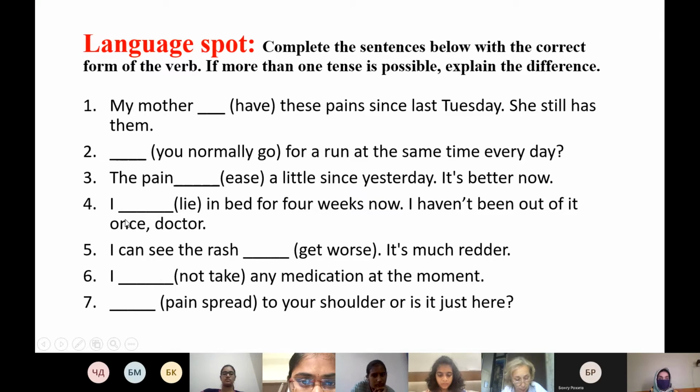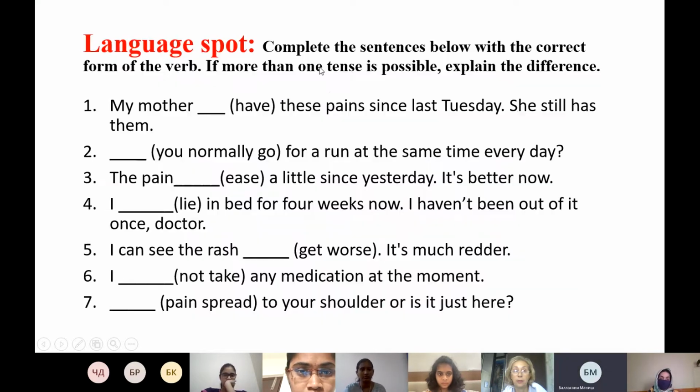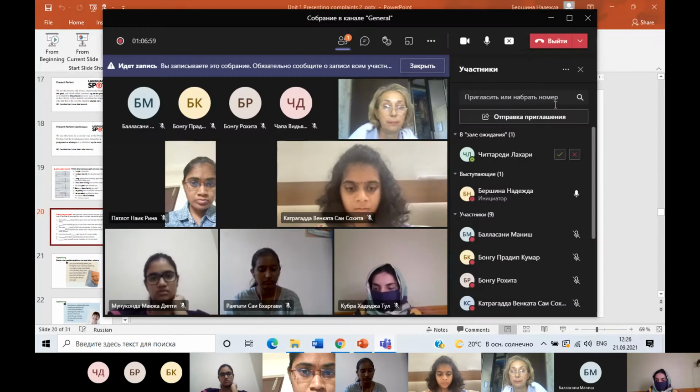Okay, the next is for Naik Rina. Read it, please. Excuse me, ma'am. Actually, Lahari is trying to join the meeting. Can you please allow her? Just a minute.